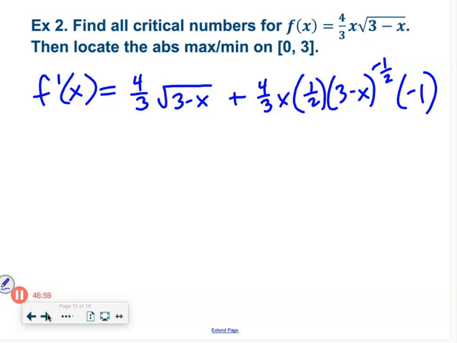Chain rule. So important. If you don't have that -1, all your answers are going to be wrong. And these problems, I'm telling you, we're on day 1. This is going to be like a 12-part problem by the time we're done with this unit. You can't mess up your derivatives.